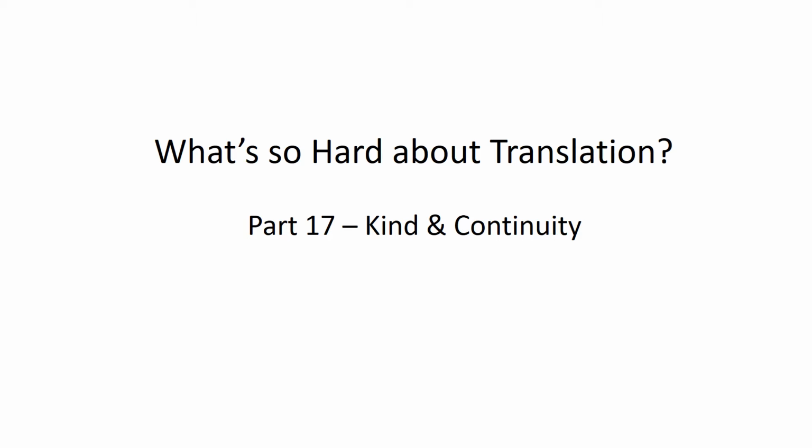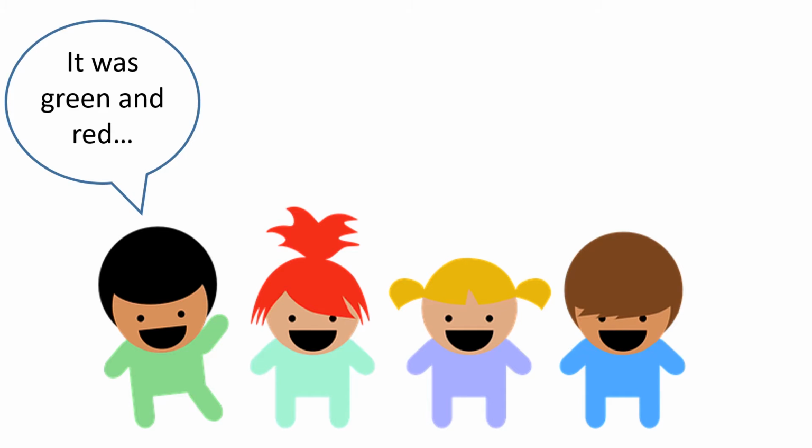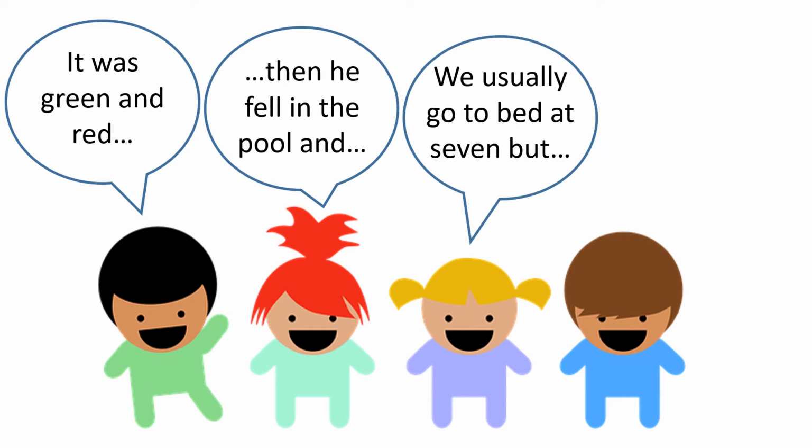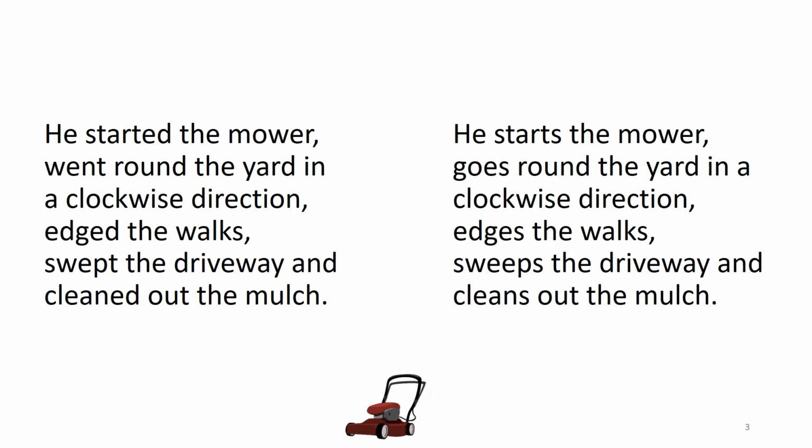Video 17, Kind and Continuity. People everywhere use language to describe things, to tell what happened, to tell what typically happens, and to tell others what to do. Languages typically use select grammatical features to help speakers efficiently distinguish between these uses. To get a feel for how this works in English, we'll compare a few short example texts.